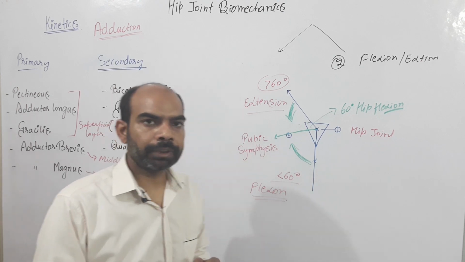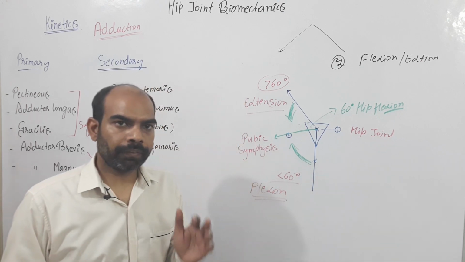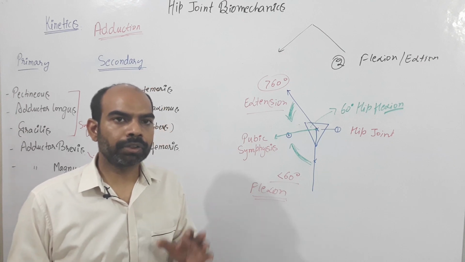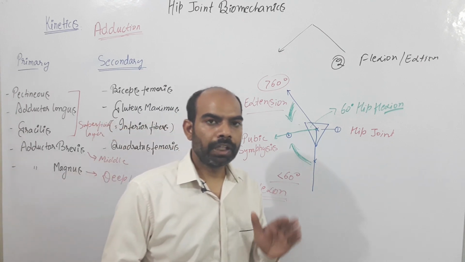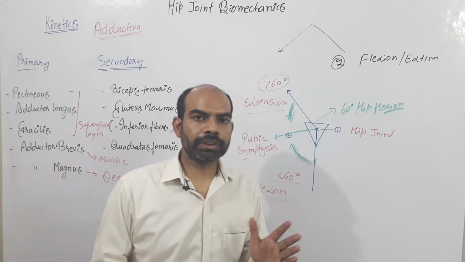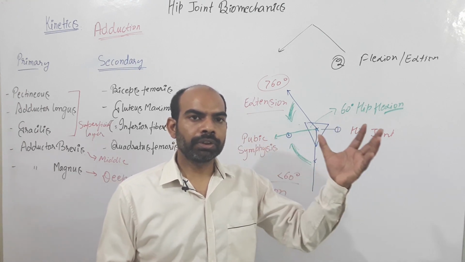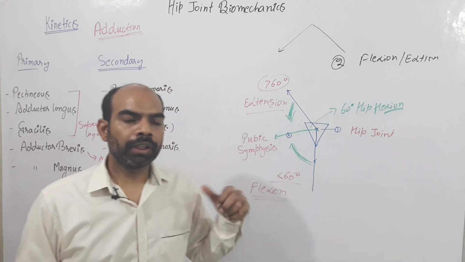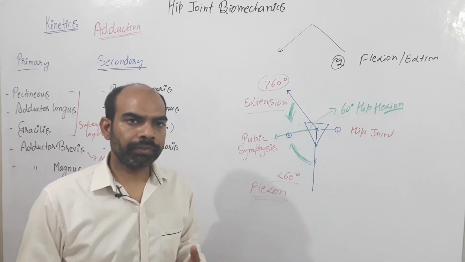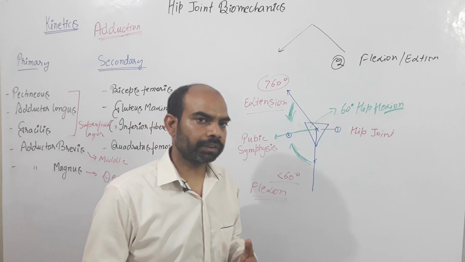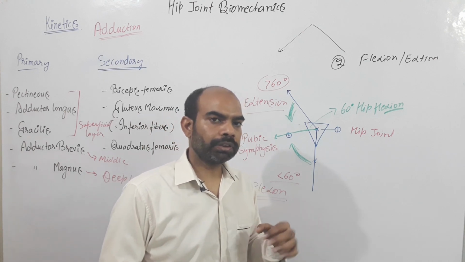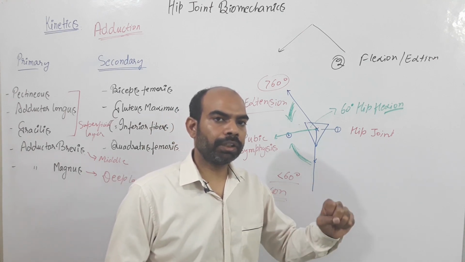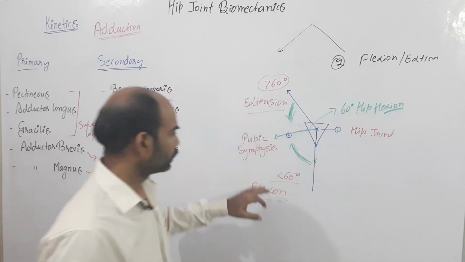So adductor muscles also work as hip flexors and extensors. It depends on the hip flexion angle. When the hip flexion angle is more than 60 degrees, they produce extension and pull the femur posteriorly. When it is less than 60 degrees of hip flexion, the femur is posterior, so the adductors pull the femur anteriorly and produce flexion.